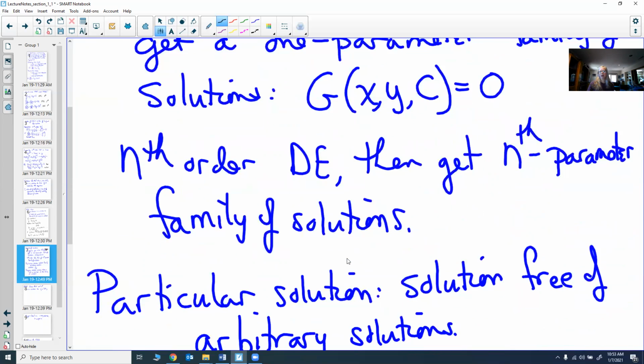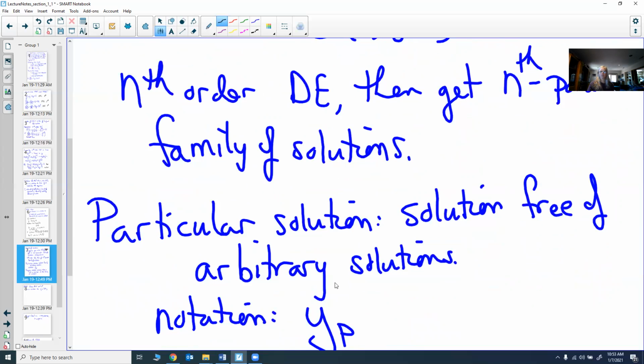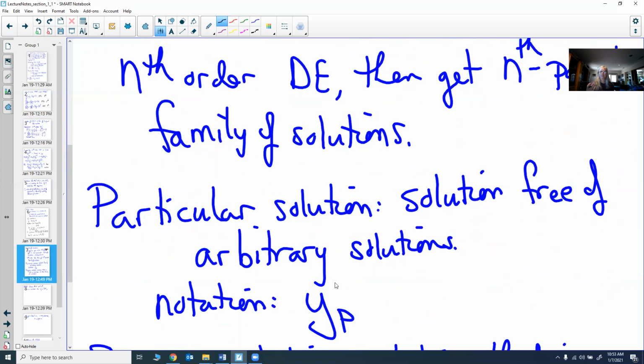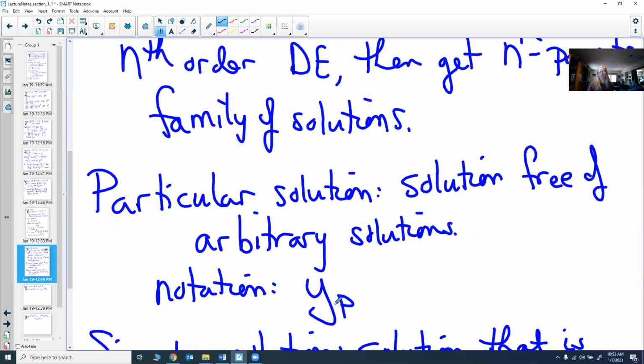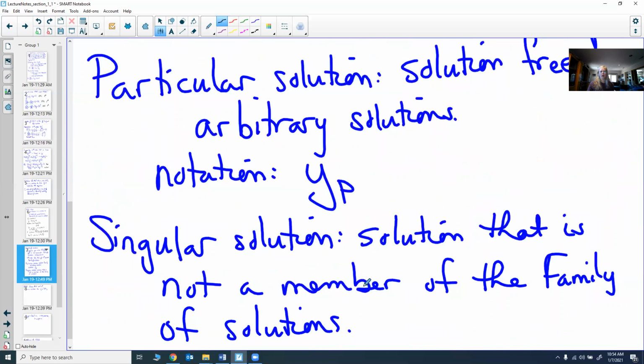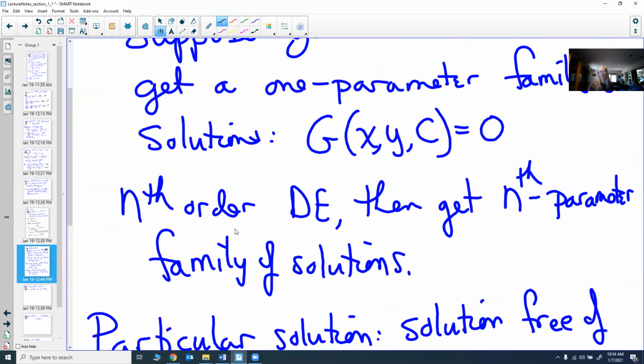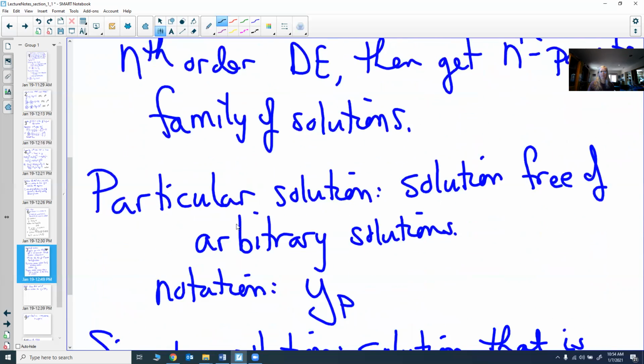And so it's just some constant you might have, and then you try to find those constants if we have what we call an initial value problem. We have what we call a particular solution. This is when the solution is free of those arbitrary constants, so you wouldn't have a C in there. The notation we use in this course is y sub p for that particular solution. The general solution would just be y, whatever it happens to be.